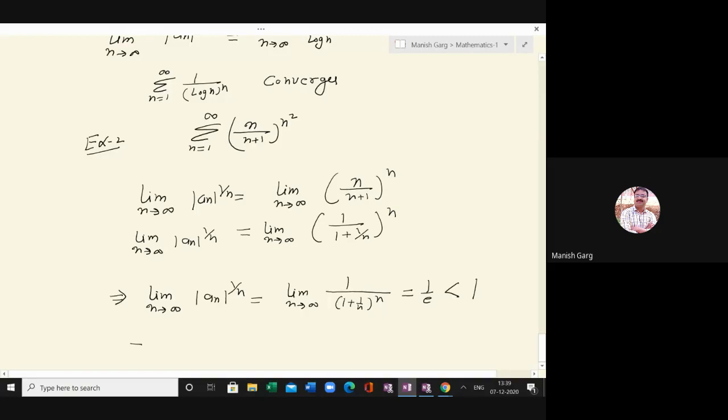Again, you can say directly by root test, the series n equal to 1 to infinity, n over n plus 1 whole to the power n square, converges.